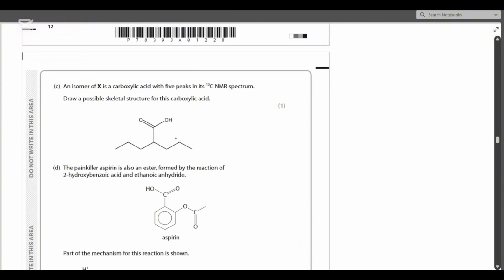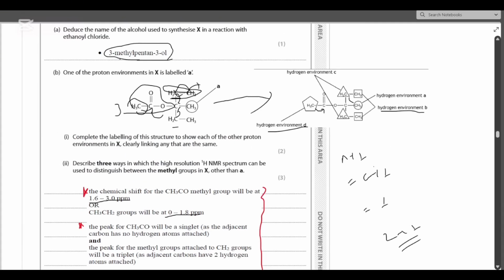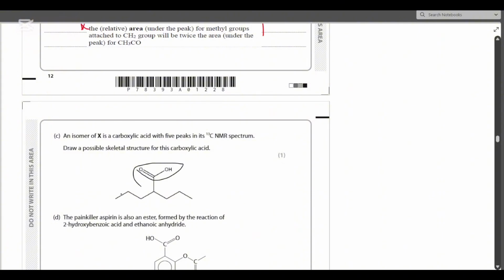The next one: an isomer of X is a carboxylic acid with 5 peaks in its 13C NMR spectrum. They told you to draw a skeletal structure for this carboxylic acid. Now obviously we'll draw the carboxylic acid, and since they said there are 5 peaks, there will be 5 different carbon environments. If you rearrange the diagram of X like this, we'll be able to get 5 unique carbon environments.